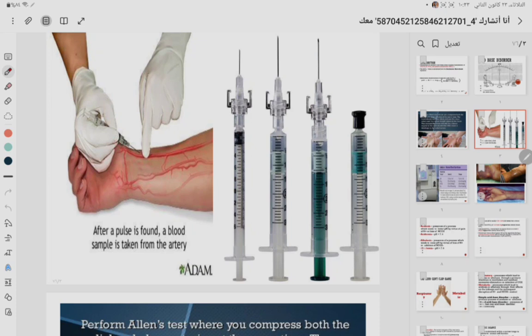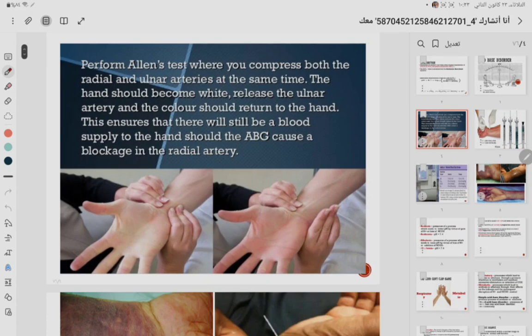Next, please. Before that, sometimes we perform something called Allen's test. We compress both the ulnar and the radial pulse, and then release pressure from the ulnar artery, and the color should return to red within 6 seconds. If it did not return to red within 6 seconds, that means we have a diseased ulnar artery.